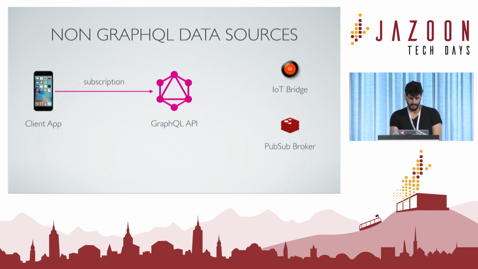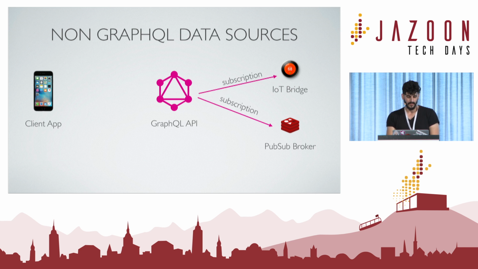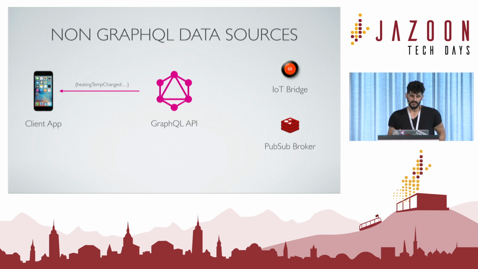So the way it will work is our client will send a subscription query to our unified GraphQL API server. The API server will then subscribe on its own to other IoT bridge or PubSub broker or whatever kind of reactive or event-emitting data source you have. Then once an event is fired through any of these sources, the GraphQL API server will get notified, run the client's subscription query, and push those results to the client via the same transport we mentioned before.